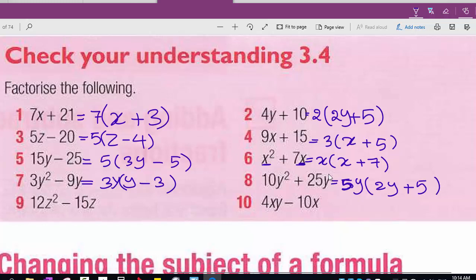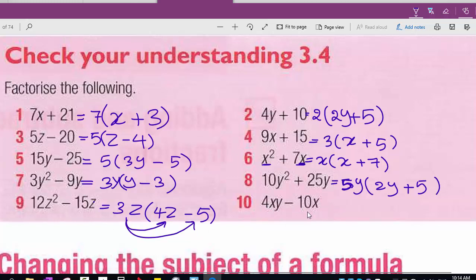Question 12. 3 is common between 12 and 15, and z is common. Well, we will have 3z out. 4z will remain here, minus 5. 15 divided by 3 is 5, and the z is out. Multiply 3z by inside the brackets. You see the exact same expression again.